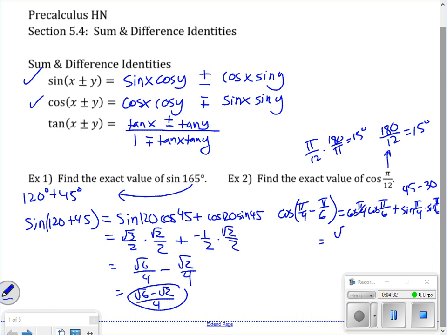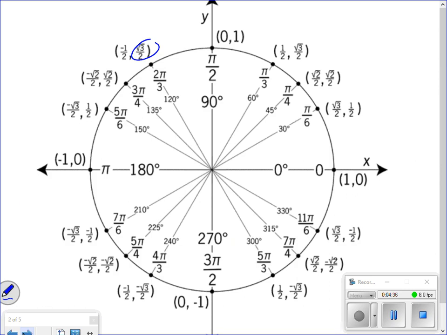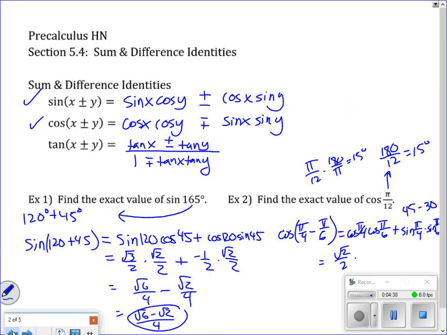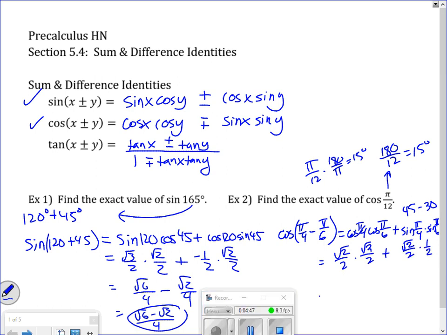Cosine of pi over 4 is square root 2 over 2. That's cosine of pi over 6. Pi over 6 is right here. Cosine is square root 3 over 2. Plus sine of pi over 4 is square root 2 over 2, and then this is 1/2. So if we put it together much in the same way we did over there, I get square root of 4, so that's just 2.